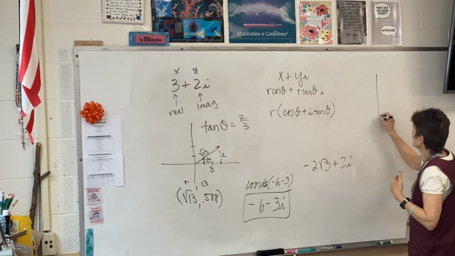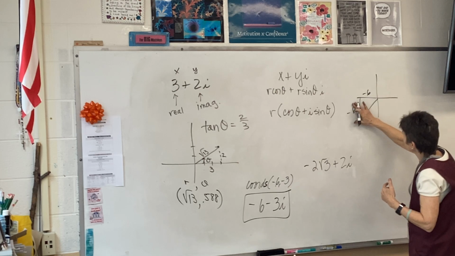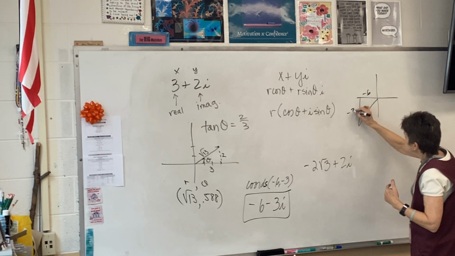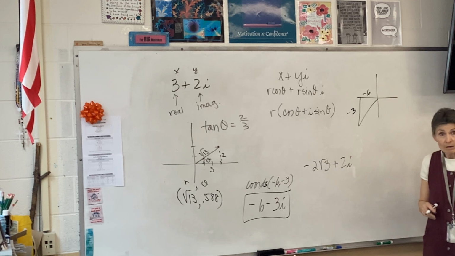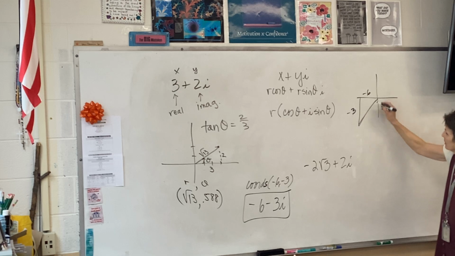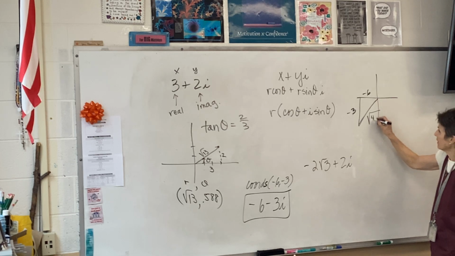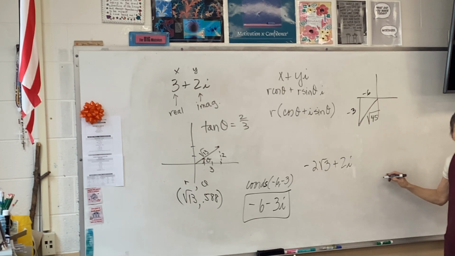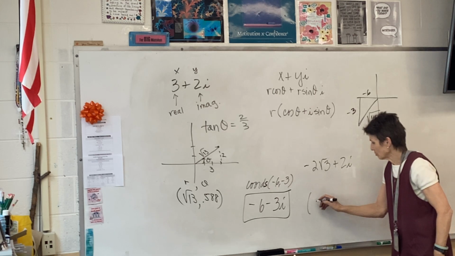So I erased it. If I drew it, whoop, -6, -3. I need r, oh that's easy, it's right here. r is going to be the square root of, what is that, 36 plus 9, 45? So r is going to be the square root of 45, so what is that, 3 root 5. So r is going to be 3 root 5.